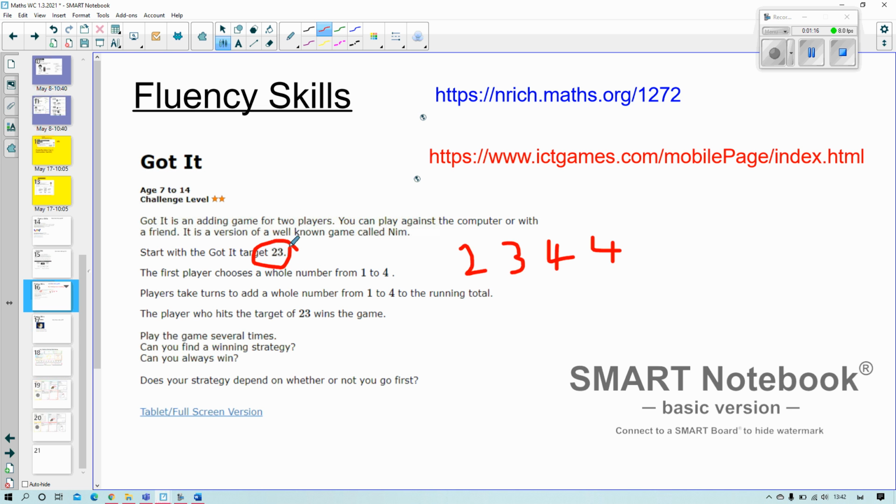The first person to get exactly to the target number is the winner. So you're adding on, repeated addition, one player onto the next player onto the next player, until you get to your target number. So have a go with that one. That's quite a lot of fun.